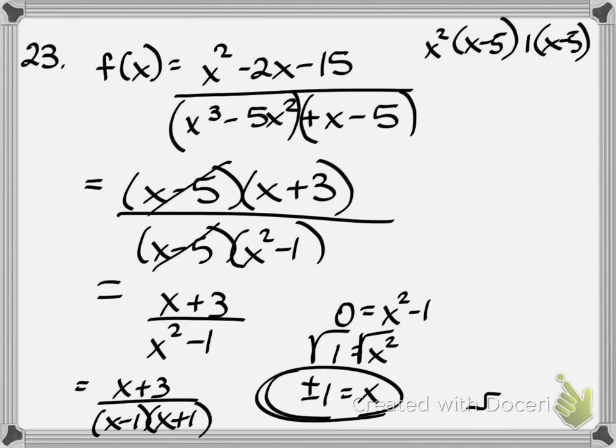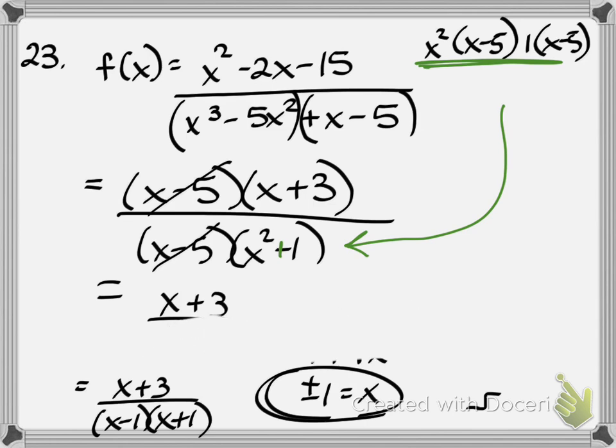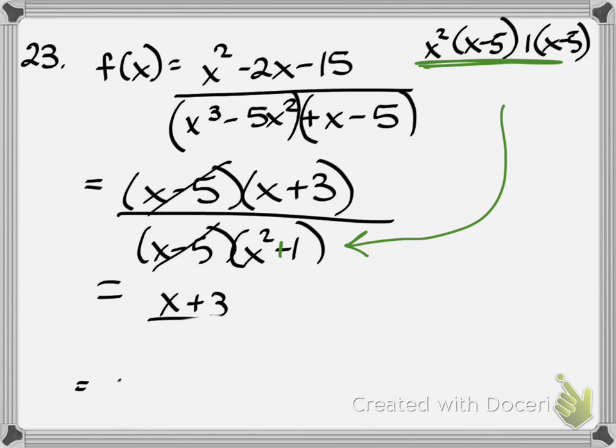I just realized I made a mistake on 23. If you go back with me to number 23, I messed up my leftovers. It should be x squared plus 1 here on the bottom. Please note my mistake. That means all of this was wrong, because it's a positive 1 here, so it should have been x squared plus 1.